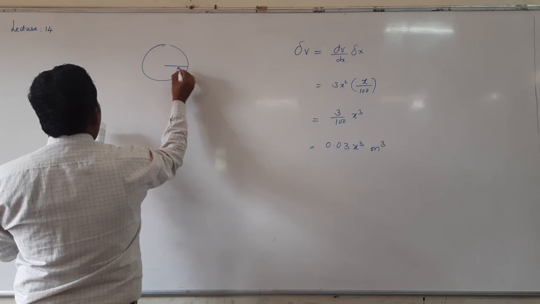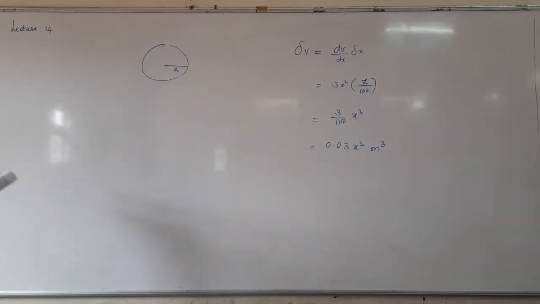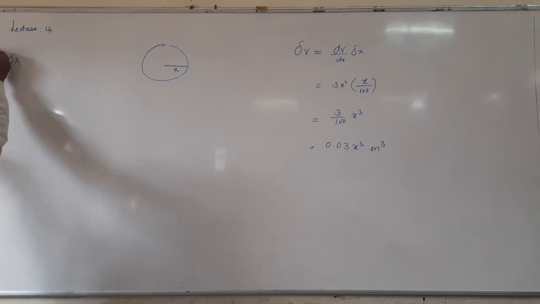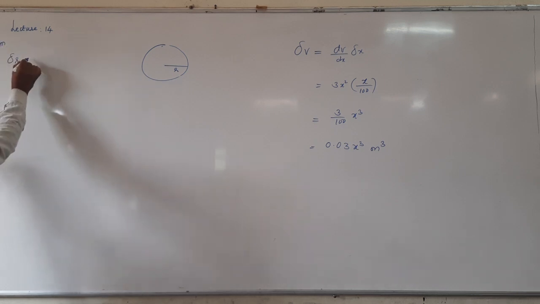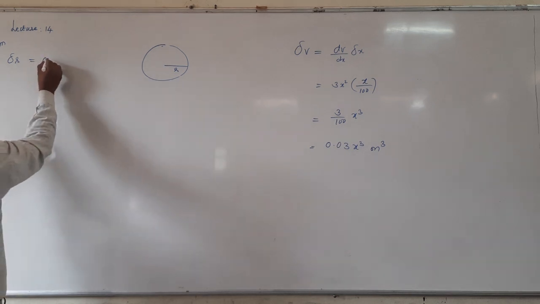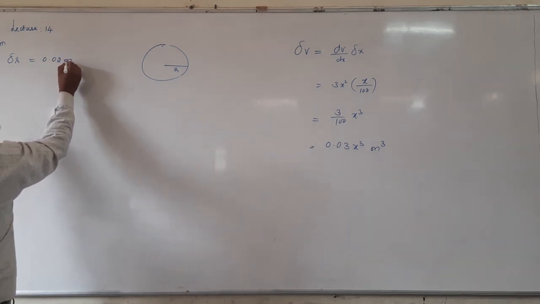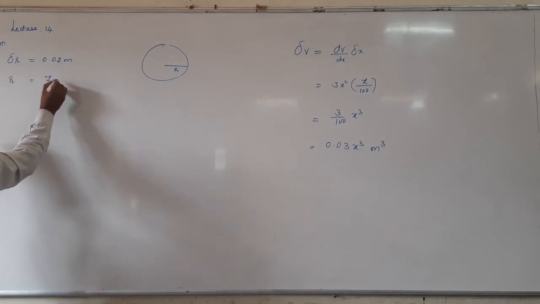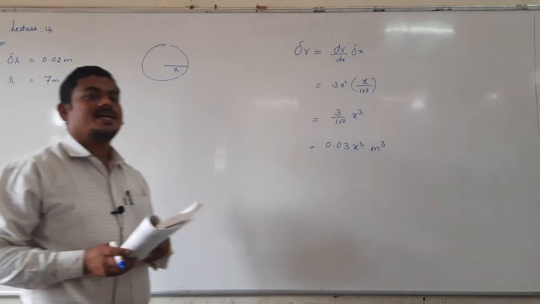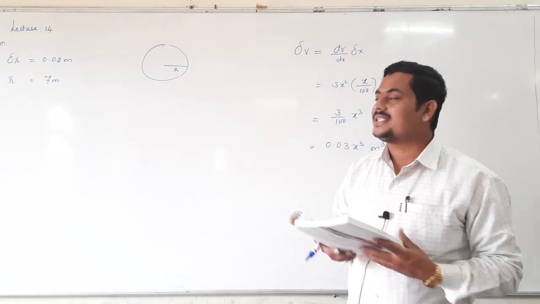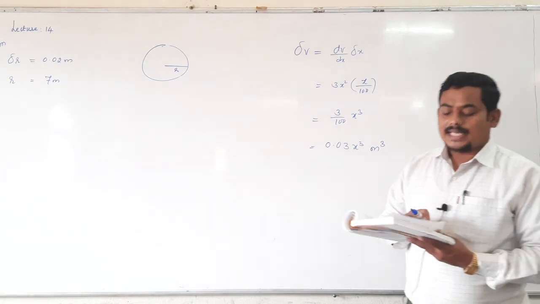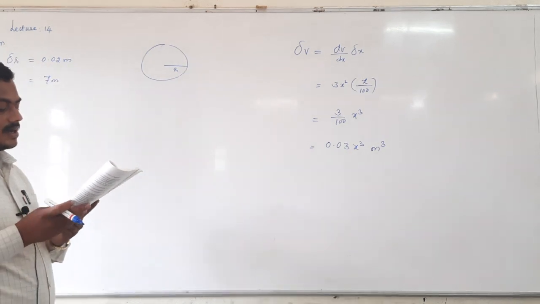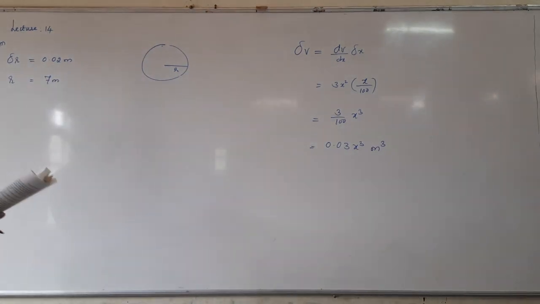Sphere of radius, assume that it is r. Error in r is given. Error in radius of the sphere is given, that is 0.02 meters, and r is also given, that is 7 meters. While measuring 7 meter radius, there is an error of 0.02 meters. Then what is the approximate error in calculating its volume?